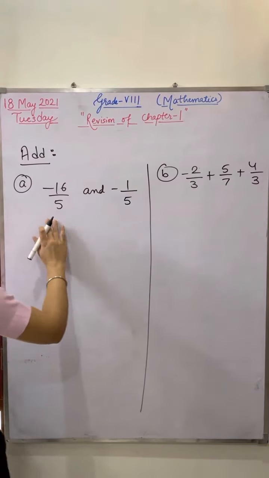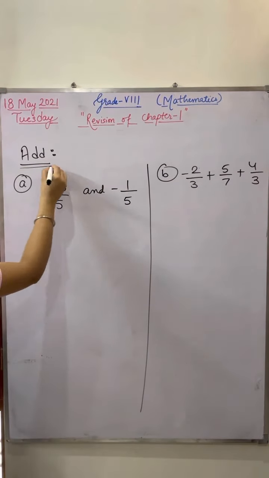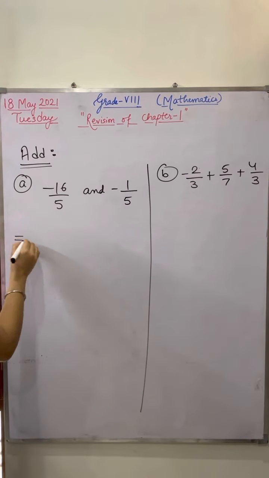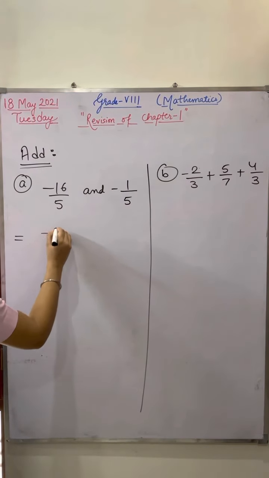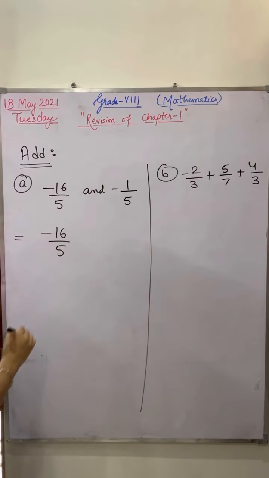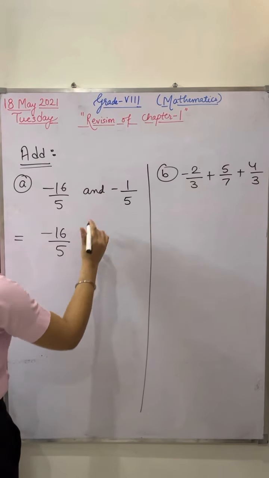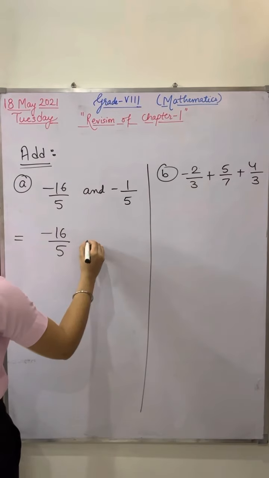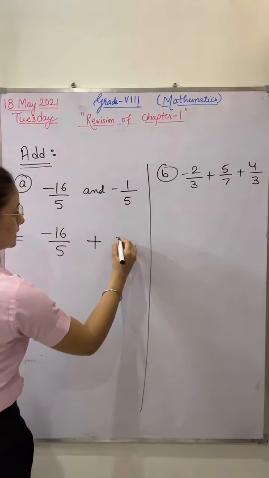Shraddha, please tell me how we can solve these two rational numbers. Question is addition. You have to add. Okay. How I'll write? Tell me step by step. Ma'am, first we will write minus 16 upon 5. Very good. First of all, you are doing addition, so write here plus sign. And then write down this term as it is.